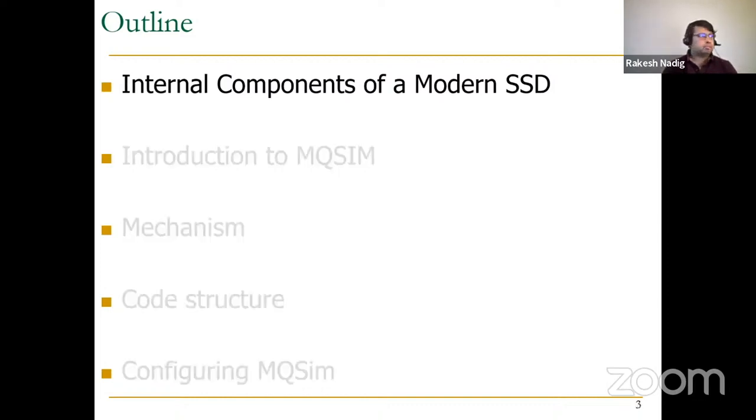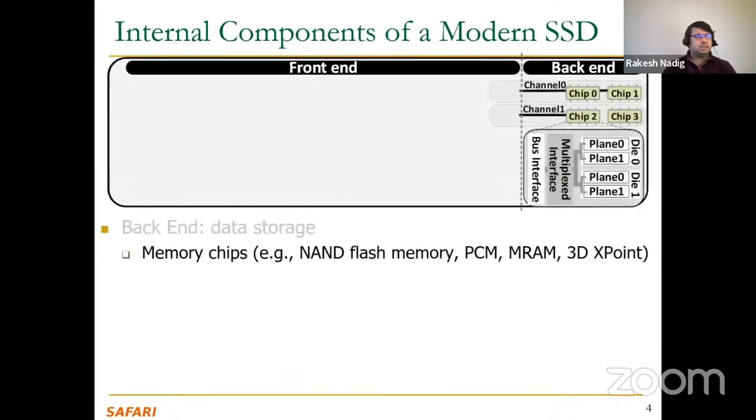So now let's look at the internal components of a modern SSD. A typical SSD has two parts to it: the front end and the back end. The back end is basically the actual flash chips or flash packages. These can be NAND flash memory based chips, or PCM chips, or something like 3D XPoint packages, which are quite new.